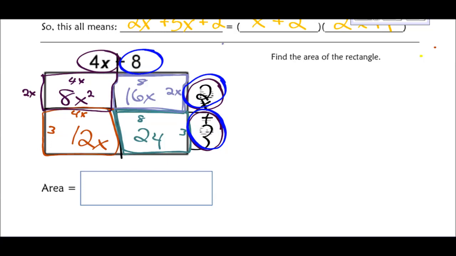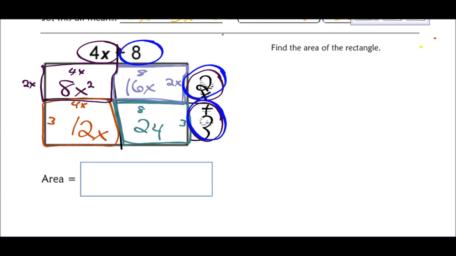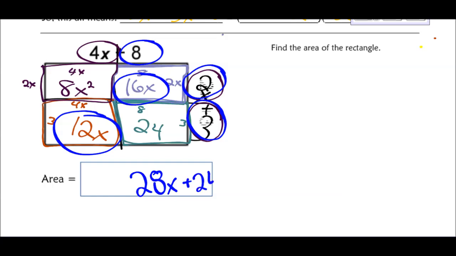Riley, where are the like terms in there? What's the other like term that we combine with that? Yeah. Those two can combine, that makes 28x. We have 24, that doesn't have an x attached to it, so that can't combine with anything. I'm just going to write that as plus 24.